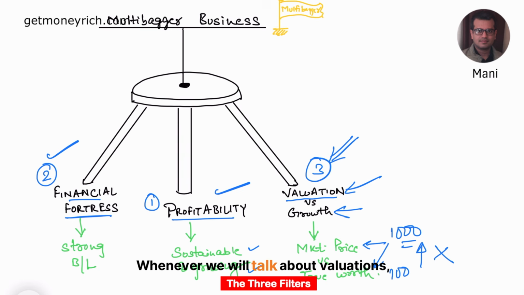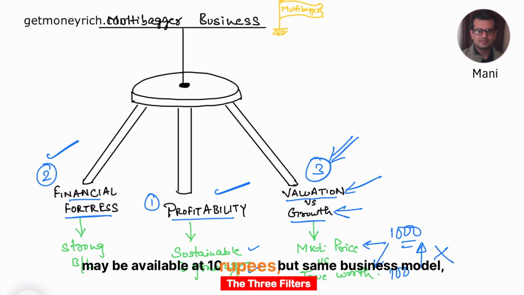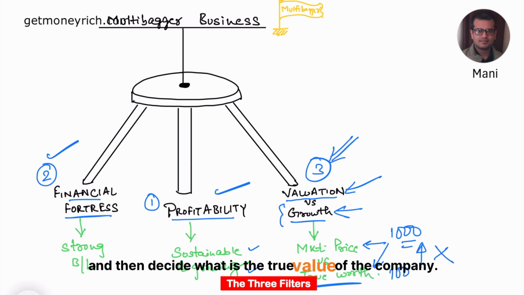Whenever we talk about valuations, we have to take into account the growth aspect of the business as well. A company which is growing very fast, its valuation will also be very high. A similar kind of business at low growth may be available at 10 rupees, but the same business model growing at, let's say, 10x speed, then its valuation will also be 10x. So whenever we talk about valuations, we have to always consider the growth aspect and then decide what is the true value of the company.